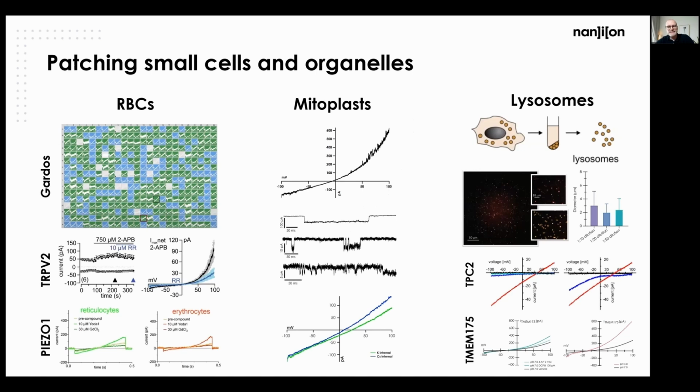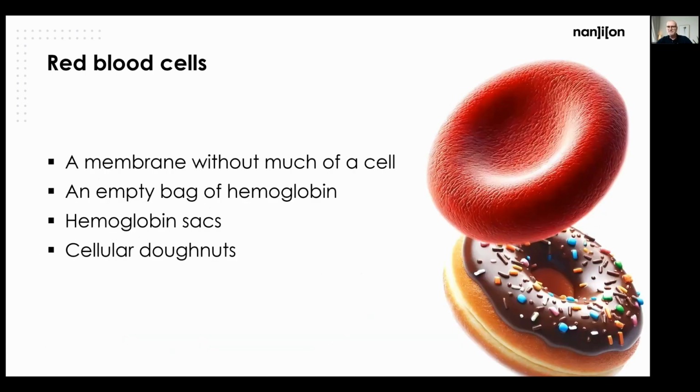And here are three examples that I wanted to show you: data from red blood cells or mitoplasts or lysosomes that are recorded using planar automated patch clamp instruments. And again, since the webinar is about red blood cells, I wanted to tell you a few words about these cells. Due to their kind of minimalist structure, these cells are often teased by scientists. So here are a few nicknames that they got from scientists: a membrane without much of a cell, or an empty bag of hemoglobin, or hemoglobin sacks, or even cellular donuts.